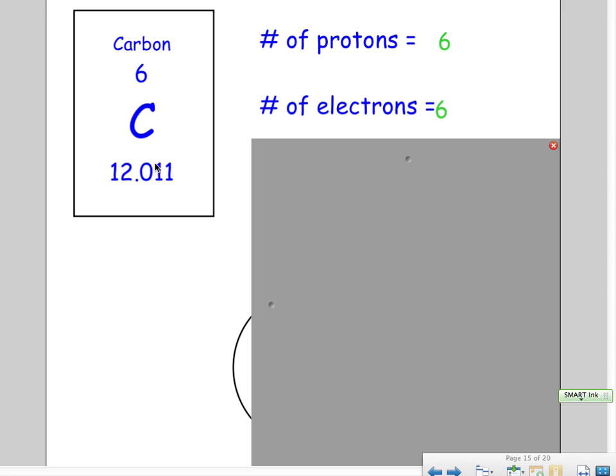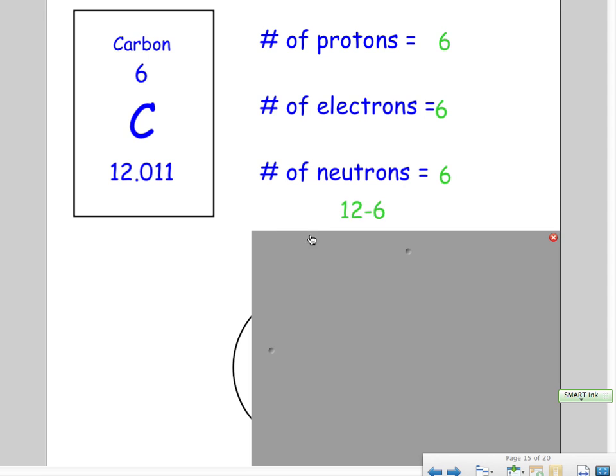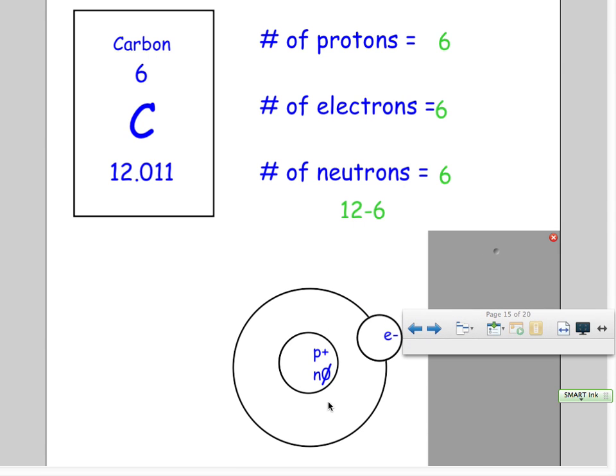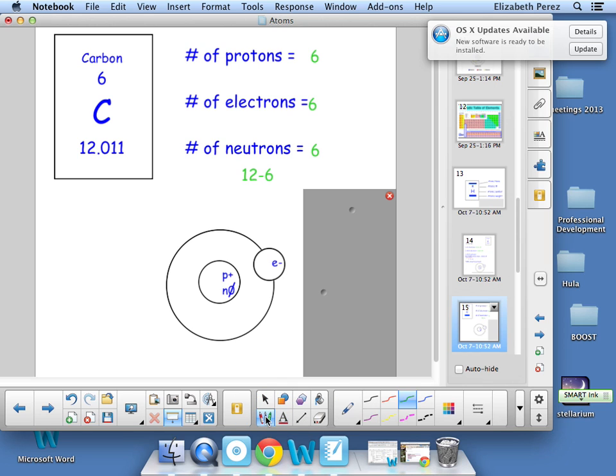In order to find the neutrons, we have to round the atomic mass and subtract the atomic number from it. So we have 12 minus 6 equals 6. So notice we have 6, 6, and 6. So let's draw the picture. Your picture should look like this. Alright, so you should have 6 here, 6, and 6. Nice. So that's your perfect drawing for the carbon element.